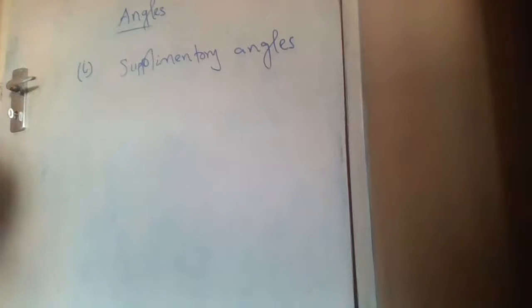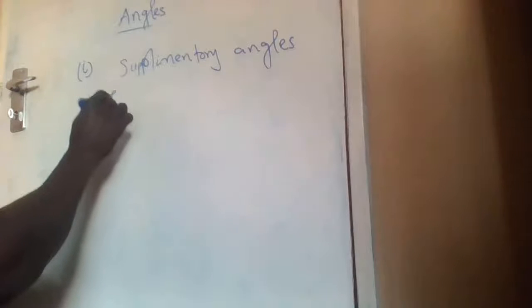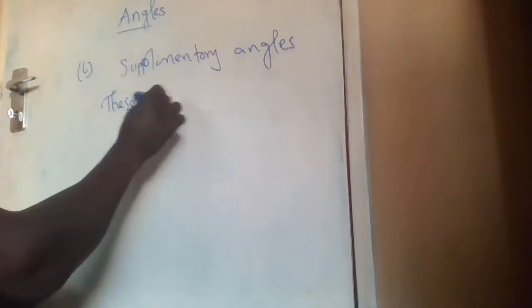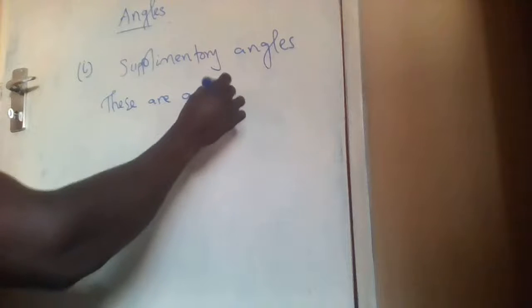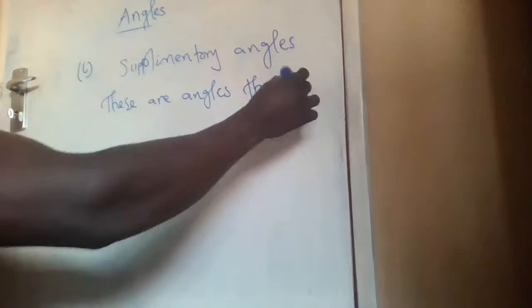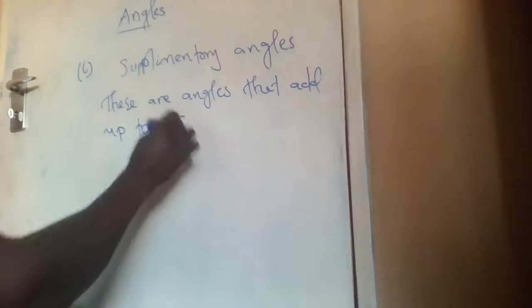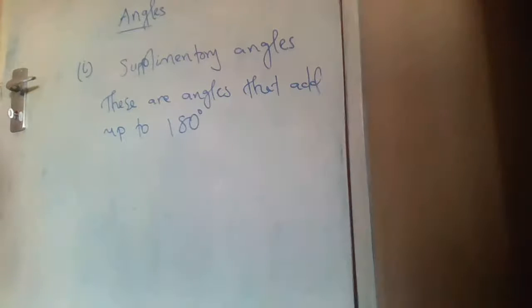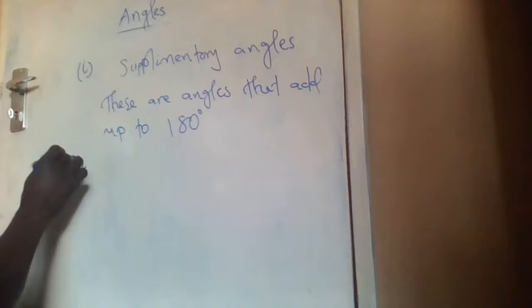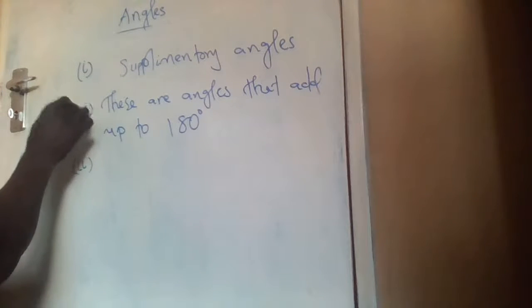We'll look at supplementary angles. Now, supplementary angles, what types of angles are they? These are angles that add up to 180 degrees. Supplementary angles are angles that add up to 180 degrees. That is the first point I can bring out. Okay, this is the first point.